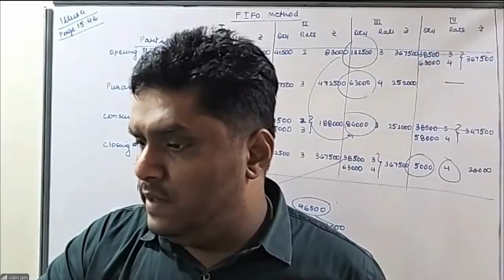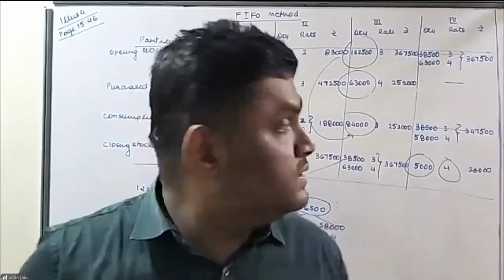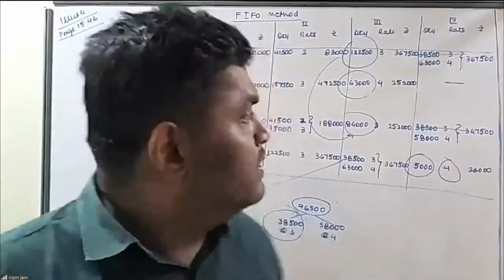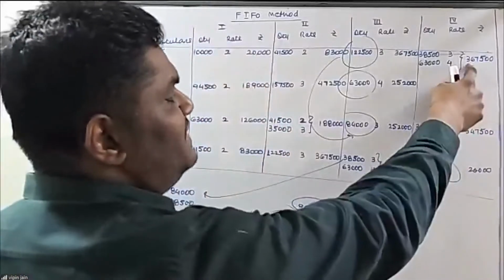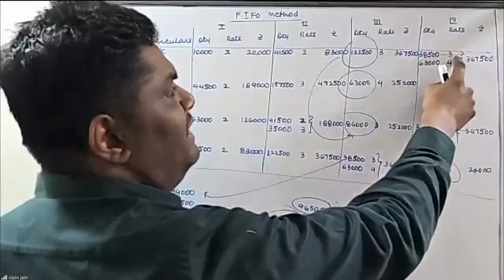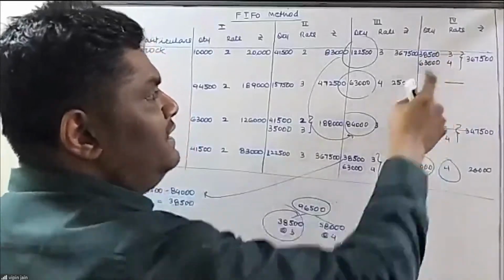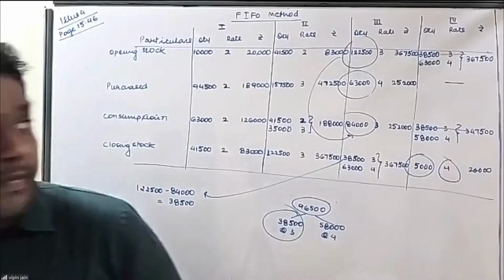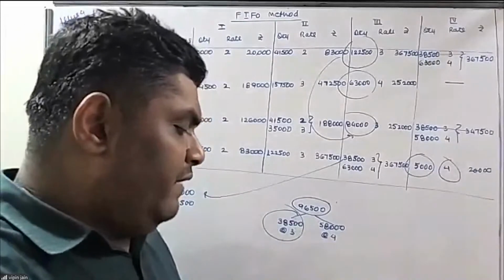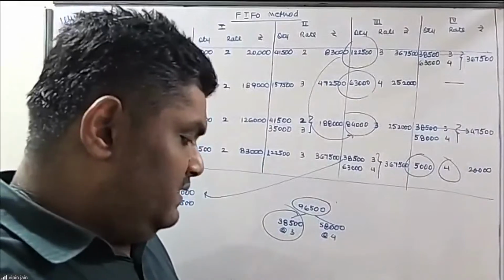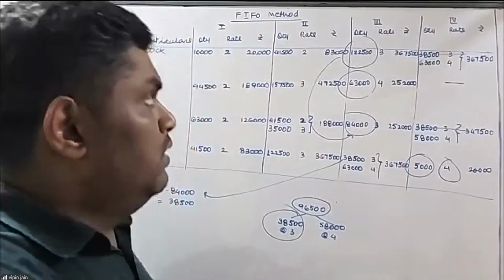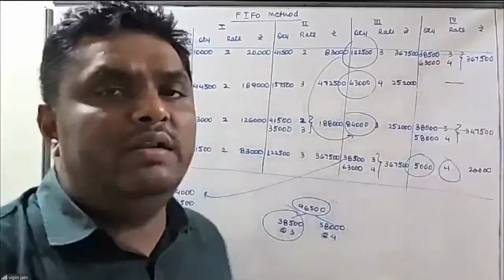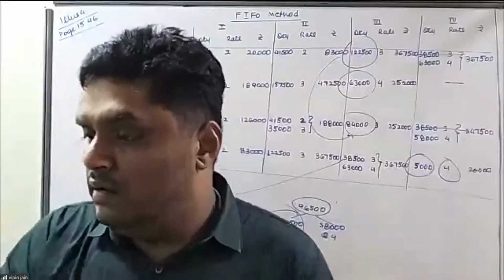Gurminder, okay, sir, I'm asking 367,500 is the total. That is 38,500 into 3 plus 63,000 into 4. This is how I got 367,500.